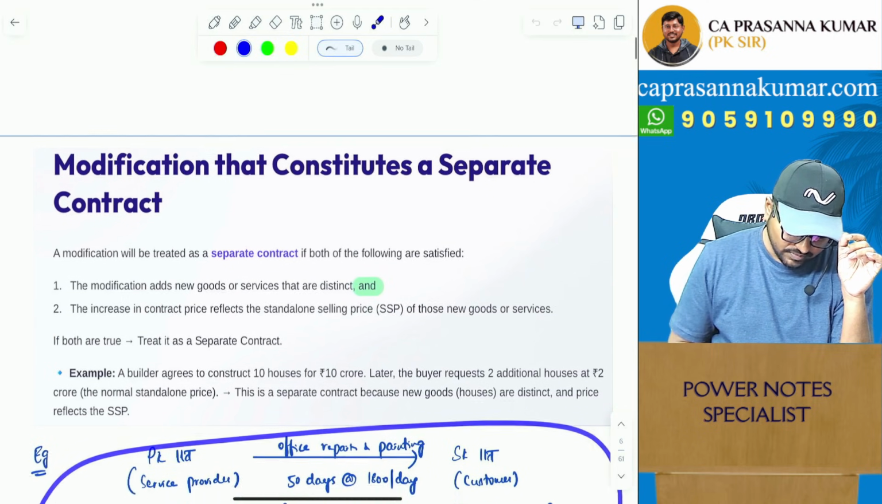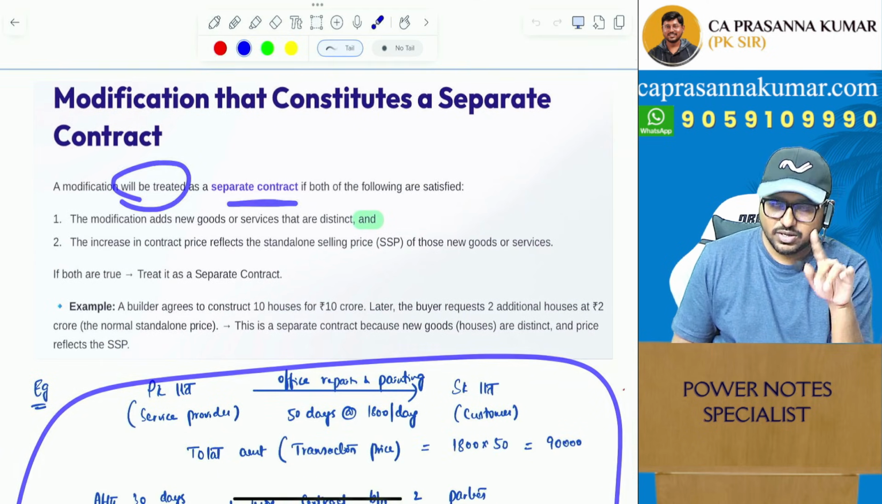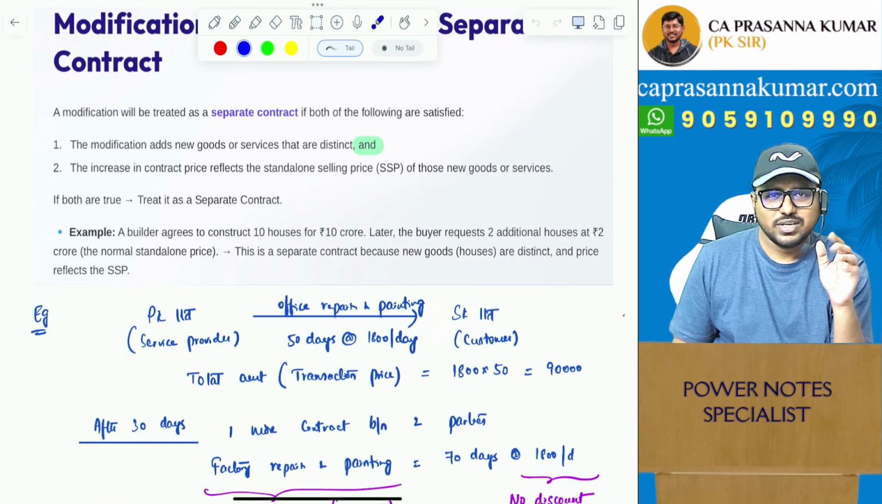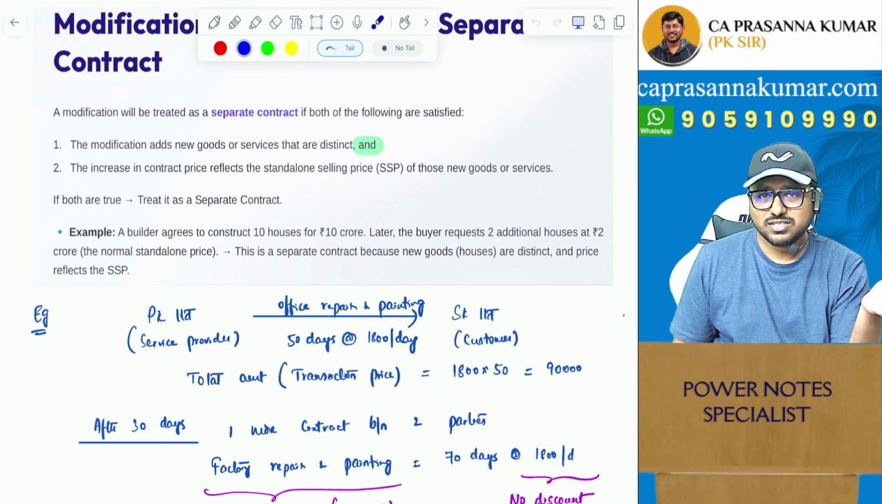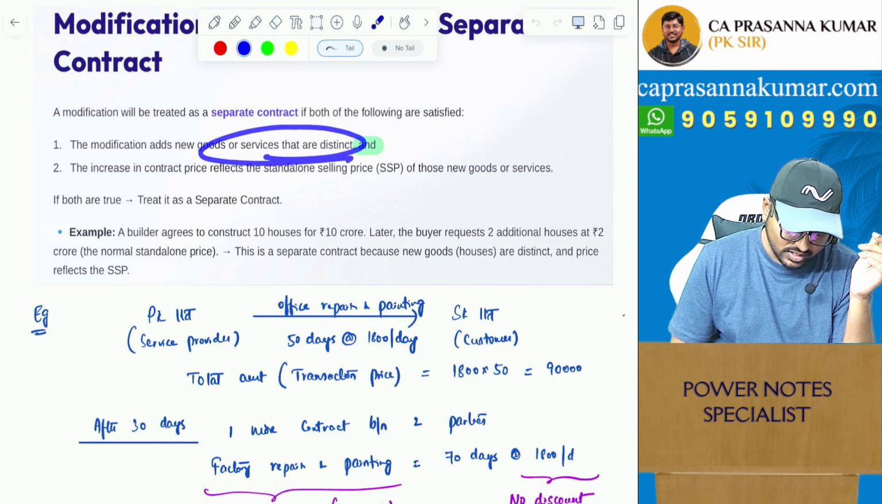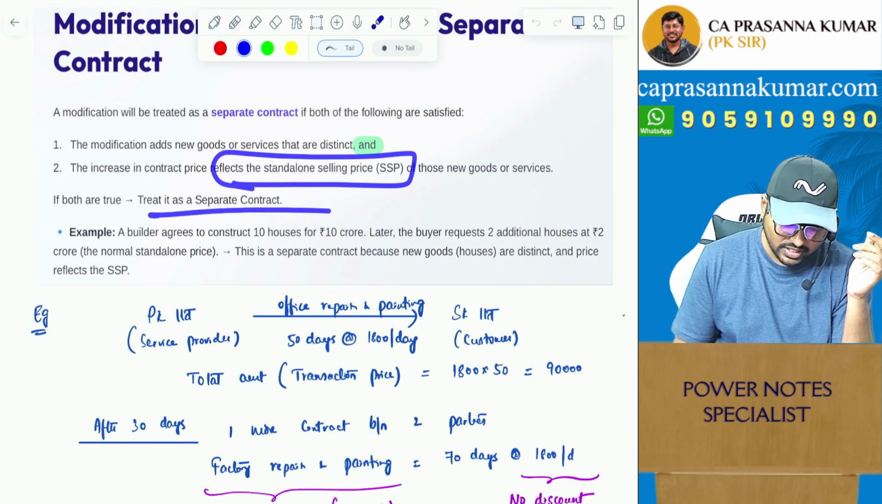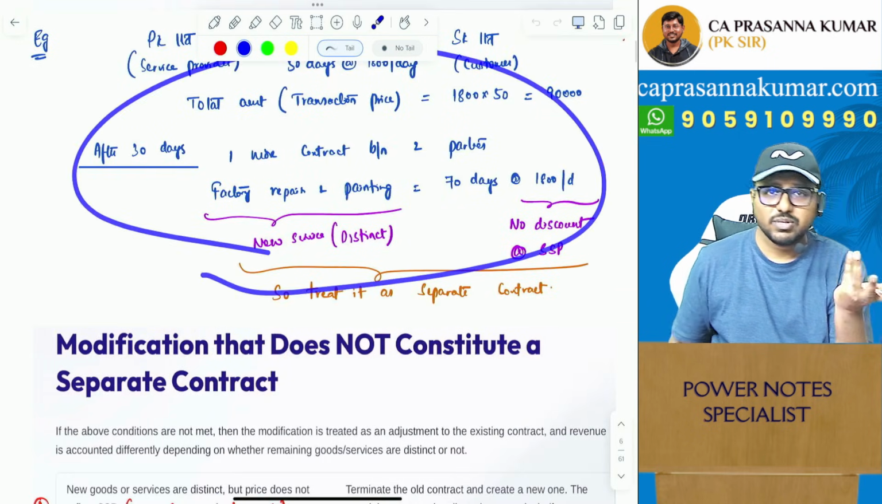A modification will be treated as a separate contract if both conditions are satisfied, which we have already discussed. One is that it has to be a distinct service. The other is that the price has to be SSP. Simple. Services that are distinct and the price has to be SSP. Then treat it as a separate contract. Based on this example, it is easy to understand.